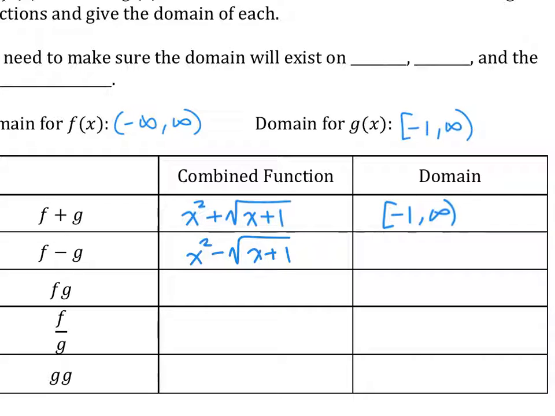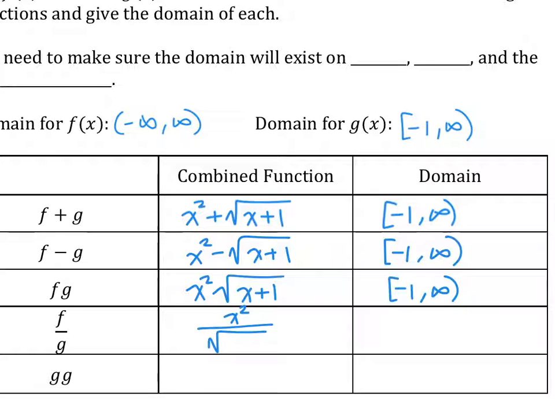Not 1. -1 to infinity. So same thing, right? We didn't change anything. F times g. Same thing, yes. Next one, f divided by g. This one's a little bit weird. X squared divided by square root x plus 1.